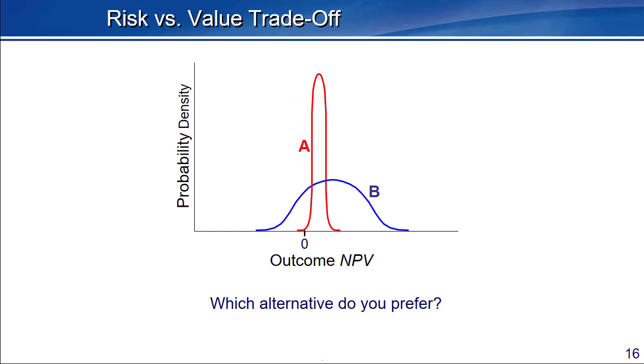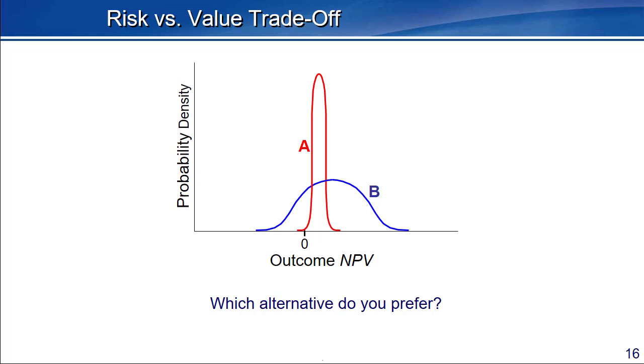Consider two alternatives with uncertain outcomes, represented by these distributions. You have likely heard, to make more money, you need to take more risks. Here we have the classic decision dilemma. Alternative A, in red, has a narrow distribution indicating low uncertainty. B, the blue distribution, has a higher average potential value, the expected monetary value, but more uncertainty or risk.